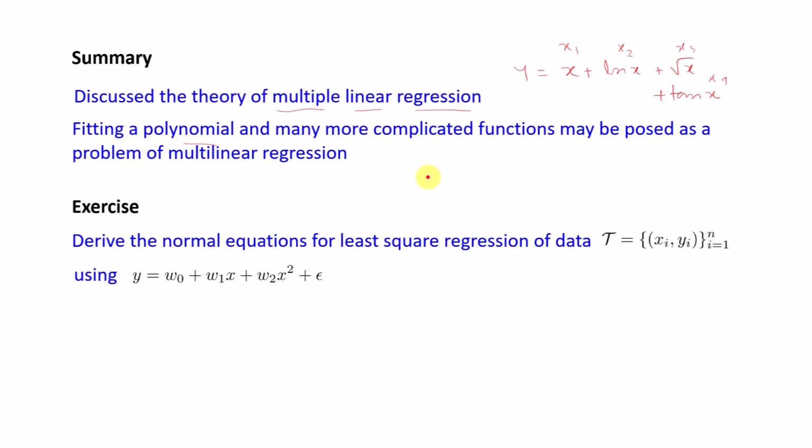For your exercise, derive the normal equations. Normal equations means the equations for the unknowns. In this case, the unknowns are w0, w1, w2, three unknowns. Derive them for the least square regression of this xi, yi type data, with i going from 1 to n. Use this technique of multiple linear regression. Even though it looked nonlinear, the theory of multiple linear regression will be applicable here.